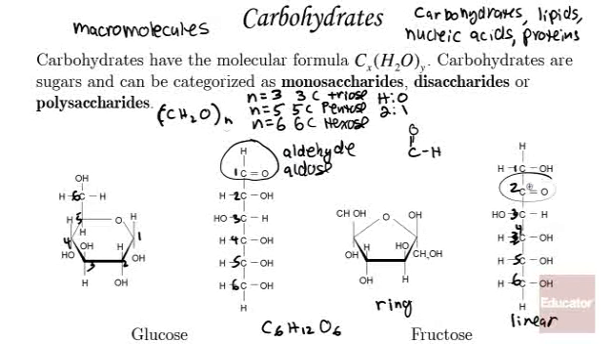Fructose, the carbonyl group is here. It's embedded within the carbon skeleton. So this is what we call a ketose or ketone sugar, so ketose sugar. And again, that's based on the location of this C double bond O. On the end in glucose, embedded within the carbon skeleton on fructose.